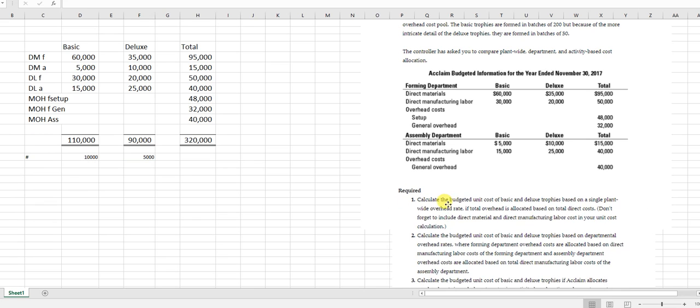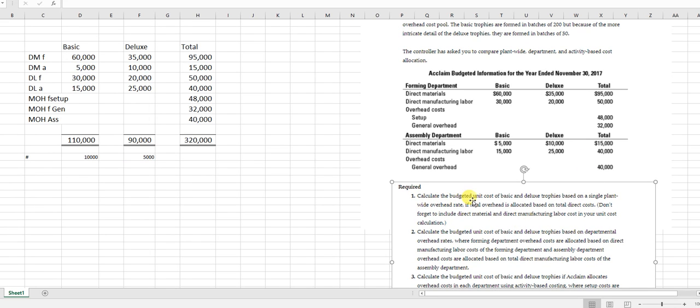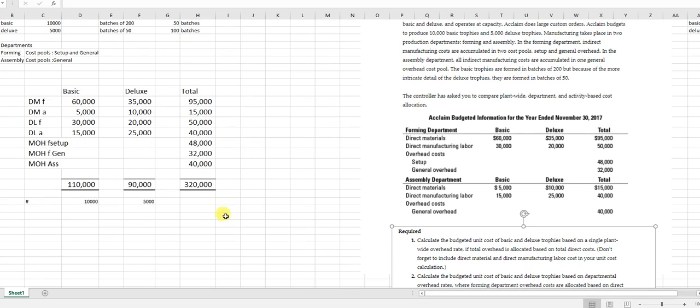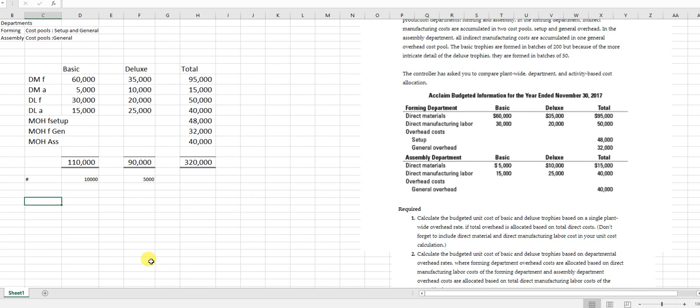Required: calculate the budgeted unit cost of basic and deluxe trophies based on a single plant-wide overhead rate. Single means I just use one instead of like it's set up here. So they're telling us to ignore the cost pools. So I want estimated overhead. My fraction is going to be my estimated overhead divided by my estimated base. This is budgeted, so it is estimated. So I have estimated manufacturing overhead, and I'm going to divide that by my estimated base.